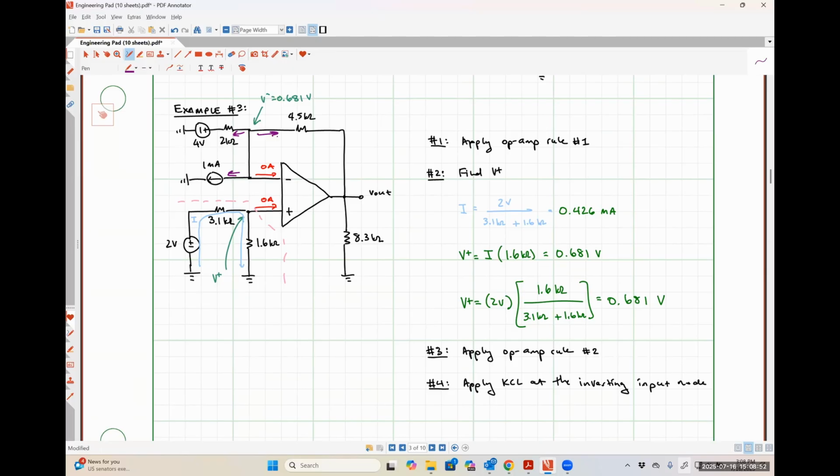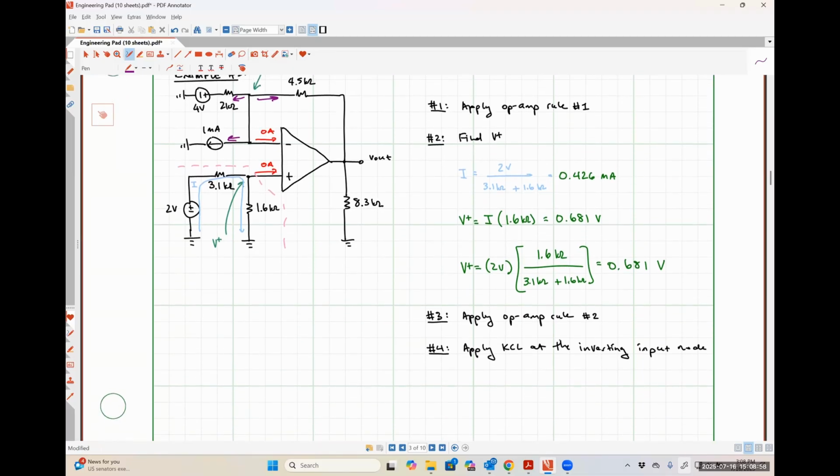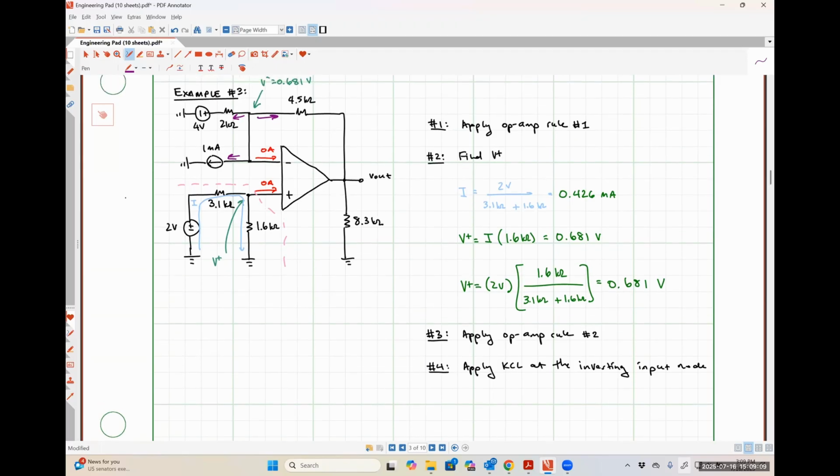So could somebody tell me what that equation would look like? Would it be 4 divided by 2000? It should be negative as well. Negative 4 over 2000. Let me stop you there, Colin. That negative 4 over 2000 would only be true if V minus were 0 volts, but we just proved that it isn't. So how would you take into account that V minus isn't 0?